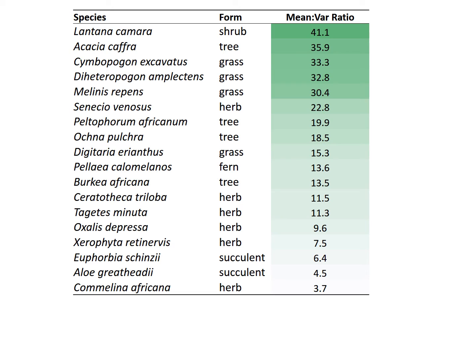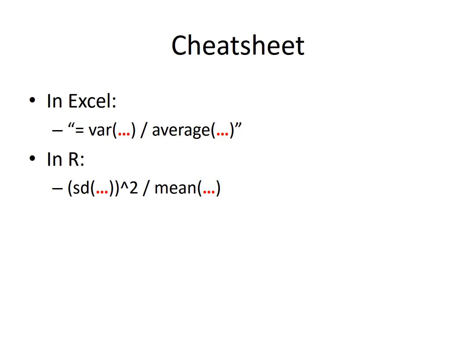So if you want, for your project, to quantify interspecific aggregation and see if that can be explained by species life history, then that's one option you could follow. To do this in Excel, you would simply calculate the variance to mean ratio using the var command and the average command. In R, you'd have to take the standard deviation of the data and then square that. That will then give you the variance, and you can divide it by the mean for that same species abundances.